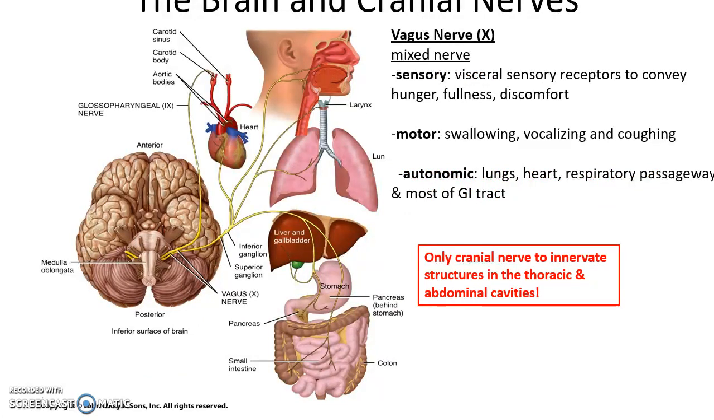Vagus nerve is cranial nerve 10. It is the only nerve that innervates structures in the trunk of the body. It has sensory information arriving from the various visceral organs, the lungs, the heart, the liver, the stomach, etc. It allows us to detect hunger, fullness, discomfort. It has motor control, helps us in swallowing, in coughing, and vocalizing. It helps to innervate the larynx.